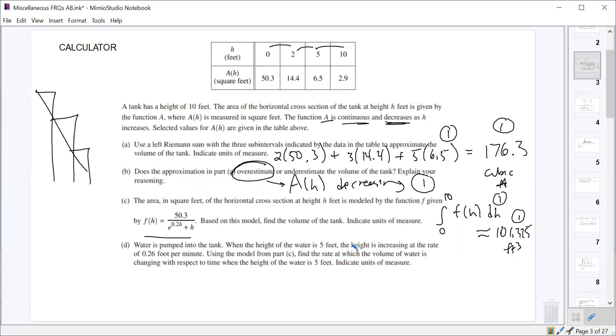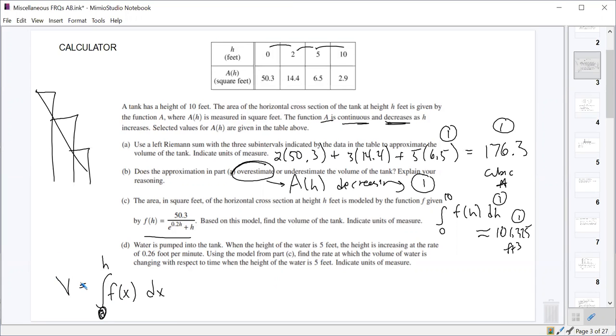Yep. All right. Then we've got water pumped into the tank. When the height of the water is 5 feet, the height is increasing at 0.26 feet per minute. We want to find the rate at which the volume is changing with respect to time. So what is the equation that represents the volume? An integral from 0 to h of f of x dx, right?